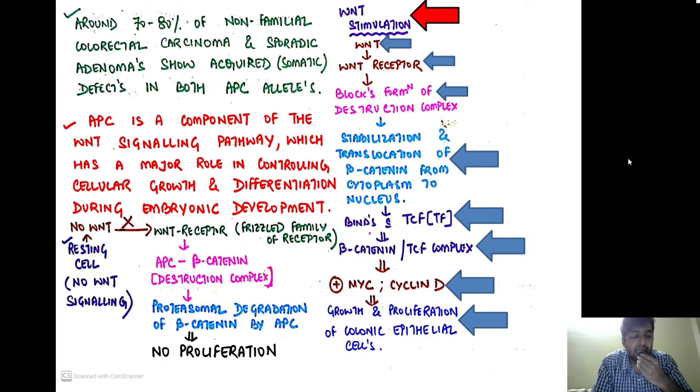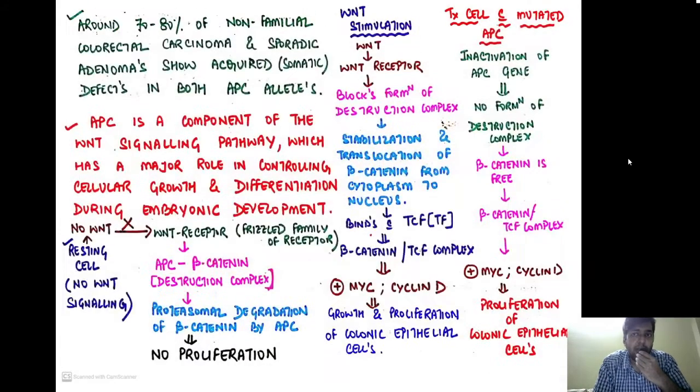Remember, there should not be formation of the APC beta-catenin complex if growth is desired, because if the APC beta-catenin complex is formed, then beta-catenin will be destroyed by the APC and there will be no growth and differentiation. So let us see what happens in tumor. There is a tumor cell where the APC has been mutated. So there is an inactivation of the APC gene, so there is no formation of destruction complex.